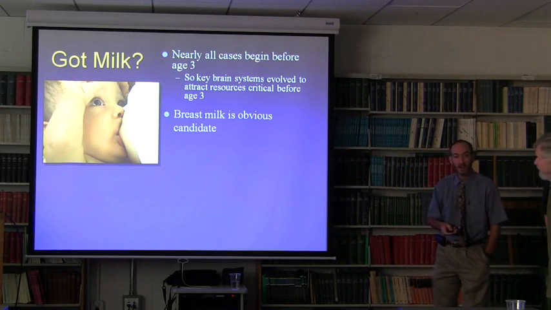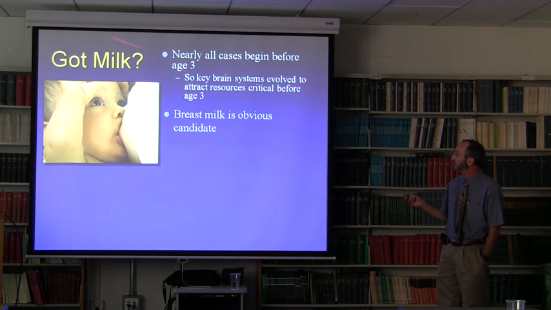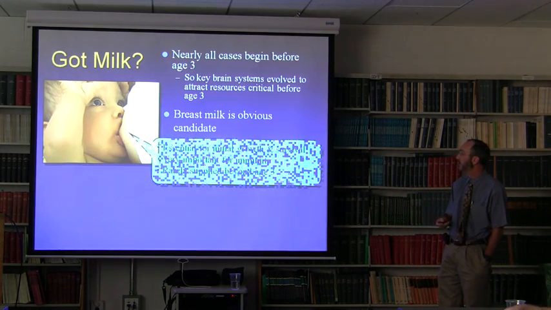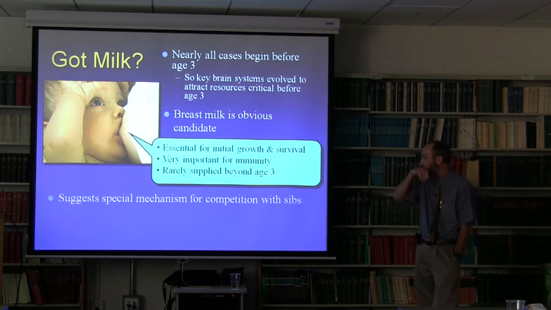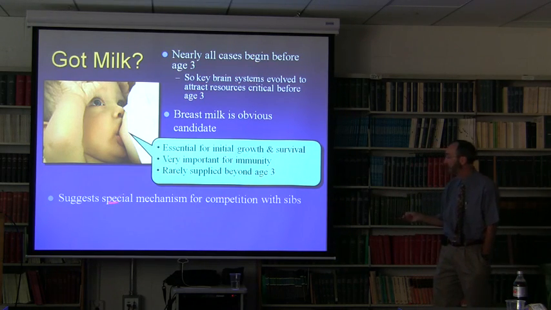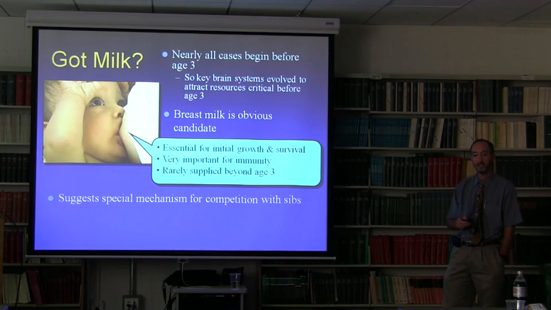So the key brain systems must have evolved to attract resources that are critical before age 3. And that leads to an obvious candidate, milk. Breast milk is the obvious candidate because it's essential for initial growth and survival. It's very important for immunity, and it's rarely supplied beyond age 3. Also, it suggests a special mechanism for competition with siblings.